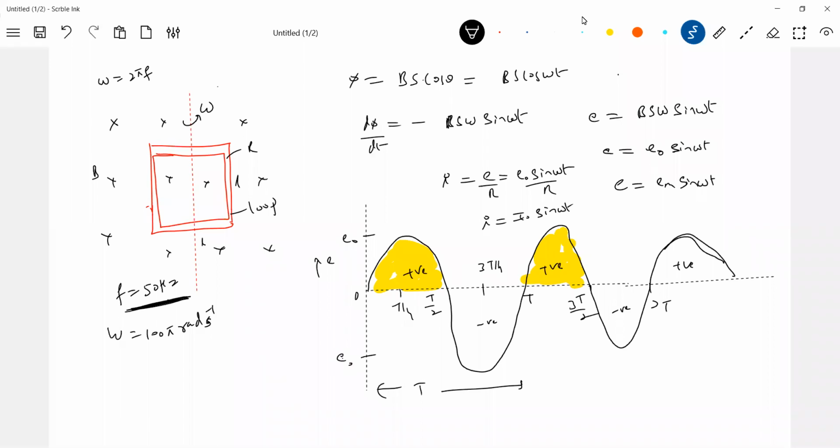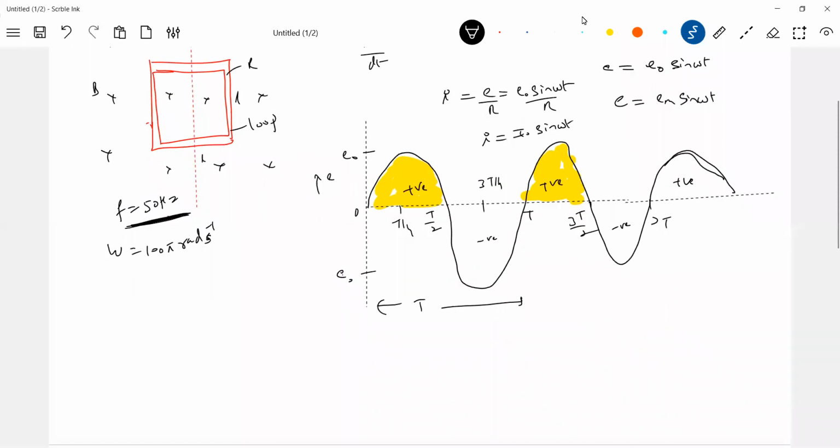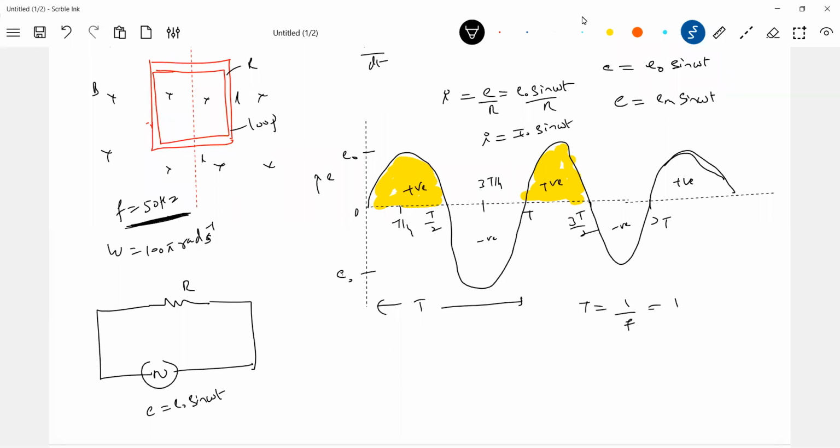Then let's go for current rather than EMF. So what is the expression for current I? Now how to replace this source? The resistance of the loop we call R. This source I'll replace with a symbol, E naught sine omega t. So usually what is the frequency? 50 Hz. So what is the time period? Time period will be 1 by f. This will be 1 by 50, so this should be equal to 20 milliseconds. Time taken to complete one revolution will be 20 milliseconds.